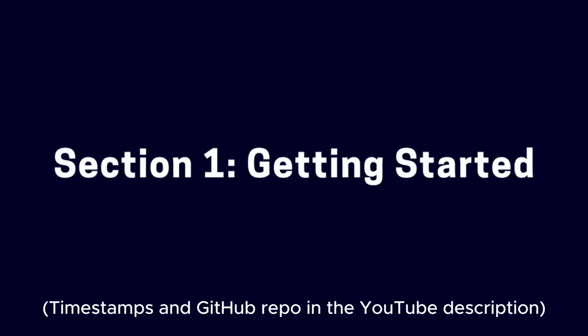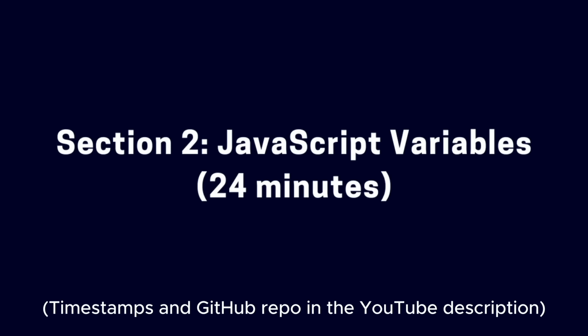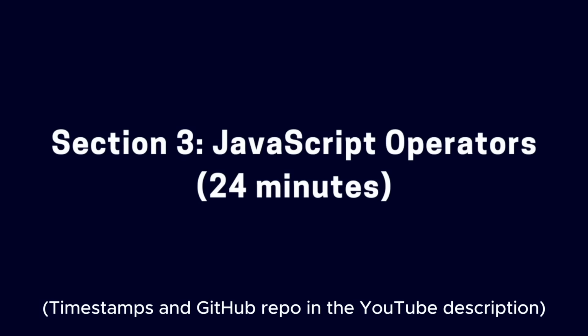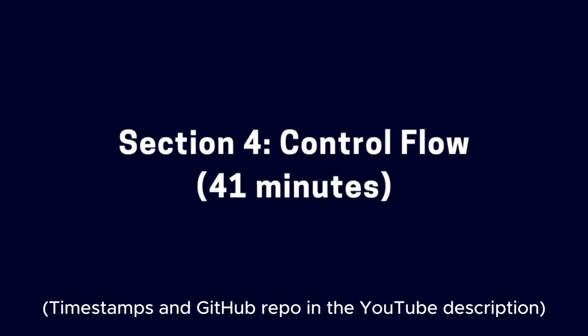I'll then guide you through setting up your development environment and take the first steps into writing software. In Section 2, you'll learn about JavaScript variables, the fundamental building blocks of storing and structuring data. Section 3 introduces you to the symbols and operators essential for performing calculations, modifying data, and executing logical operations. Dive into the power of programming as we cover control flow. You'll learn how to direct your programs using loops and conditional statements, making your code more dynamic and interactive.